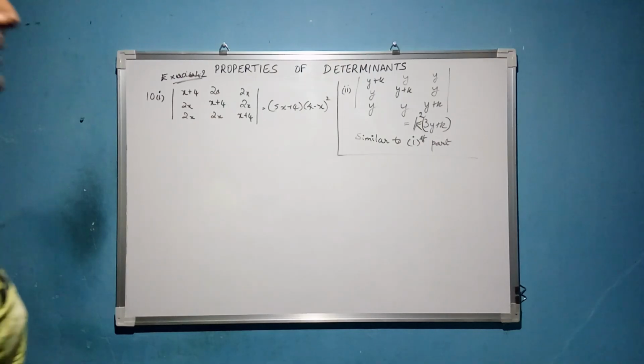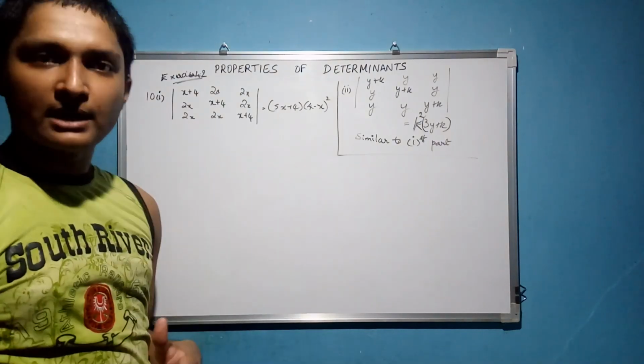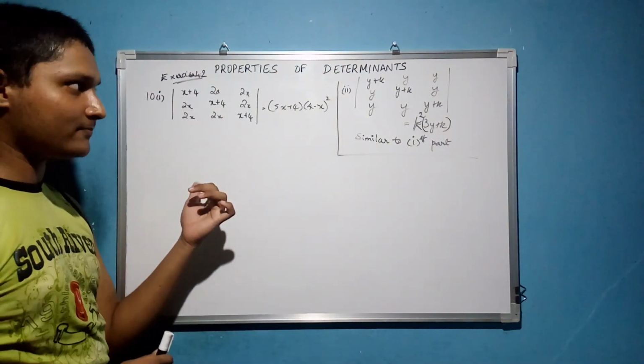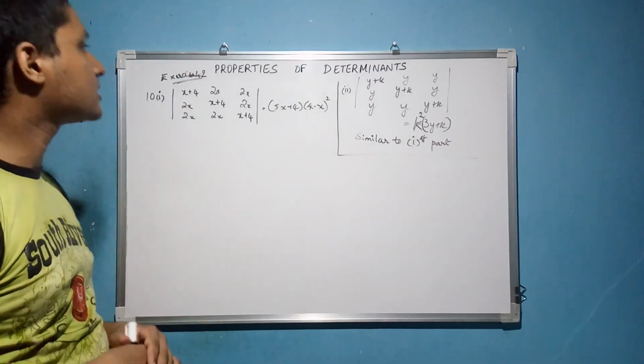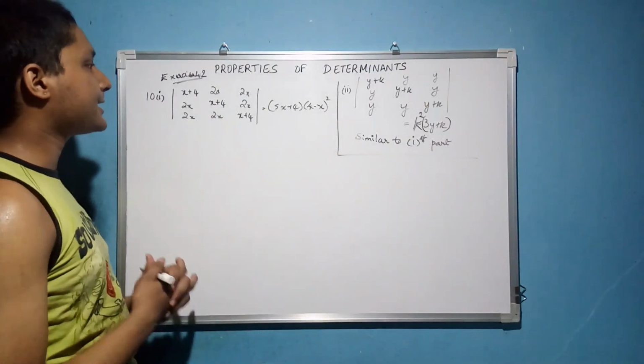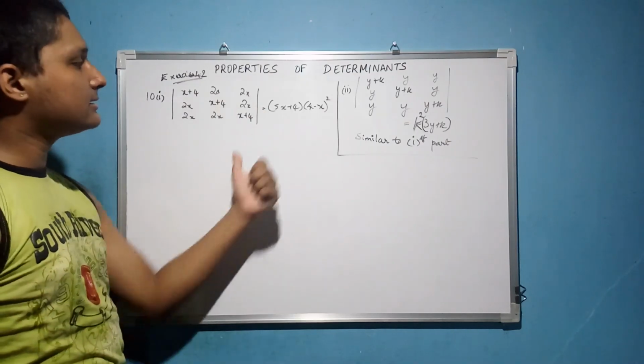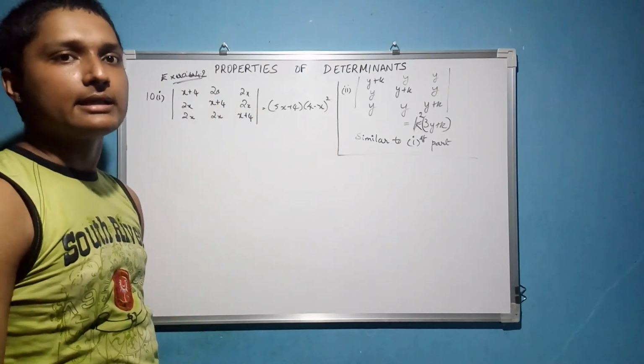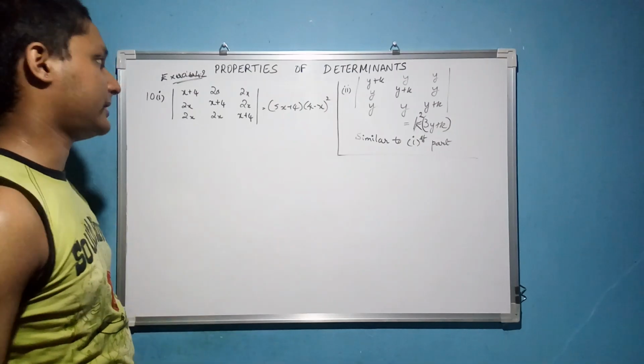Okay, now we have our 10th question. Here the first and second parts are similar, that's why I'm going to do the first one. The second one is simpler than that. So now we have the first part. x plus 4 and 2x are the only terms that are present here. So what is in the RHS, we need to somehow prove that.